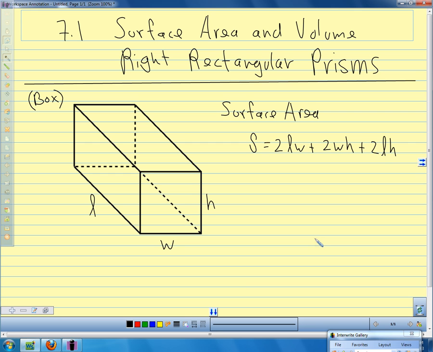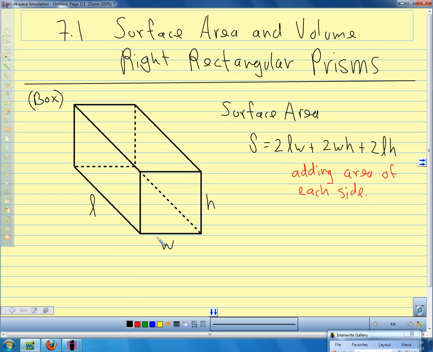Now, the formula looks a little confusing, but all we're doing here is adding up, and I'm going to put a little note down here, we're just adding the area of each side. So you don't even have to memorize a formula. All we're doing for a box, for a right rectangular prism, is adding the area of each side.